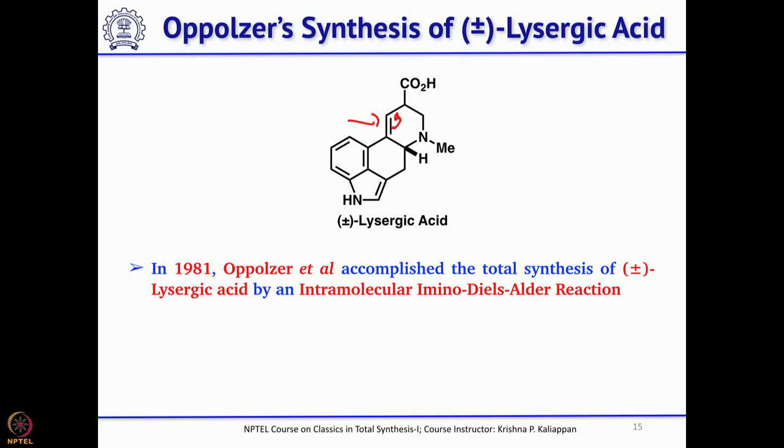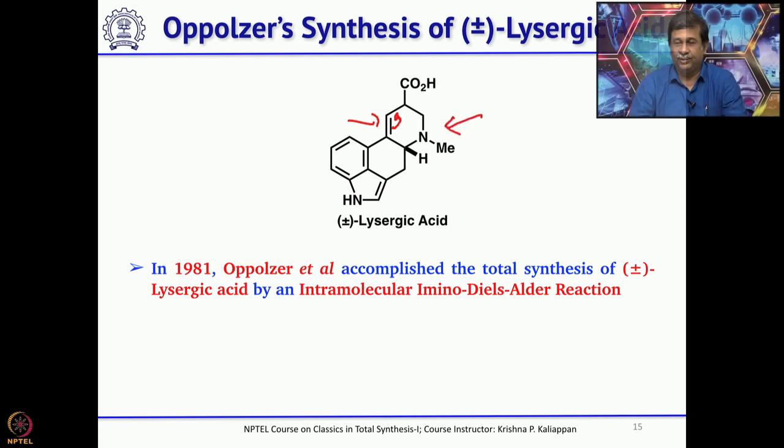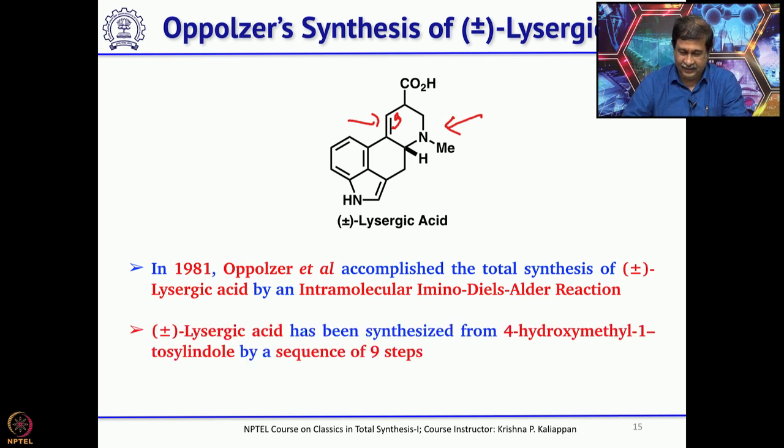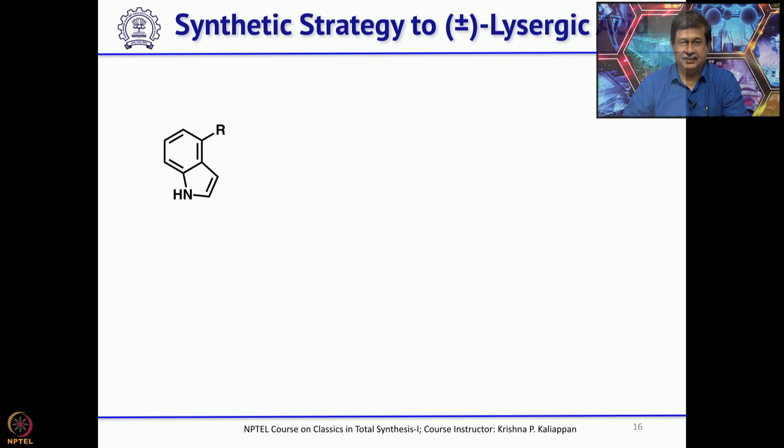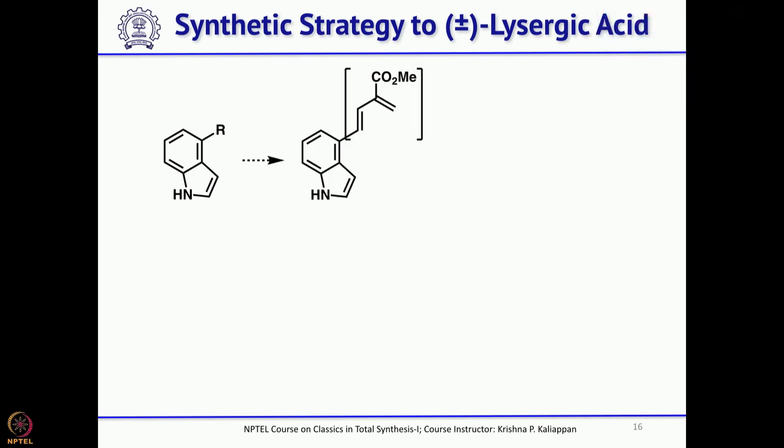Only thing is, here the dienophile will be an imine. So then one can call this an intramolecular imino-Diels-Alder reaction. That was his original idea, and let us see how he has done this. As you can see here, again the starting material is indole, with a substituent here so that he can introduce this diene, which is required for the intramolecular Diels-Alder reaction.